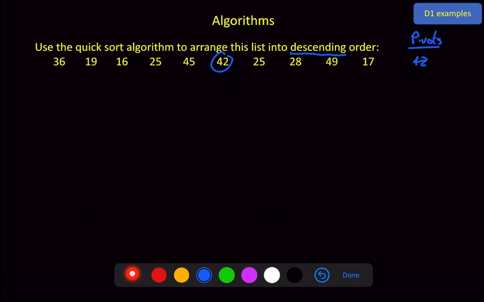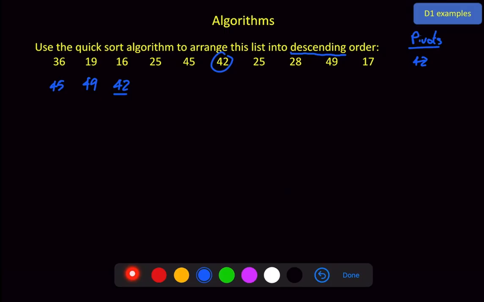And then we want numbers bigger than this on the left. 36, no. 19, no. 16, 25, 45 is the first one. 25, 28, 49, 17. So all of the bigger ones are now on the left, so 42 goes here, and that is fixed in place.